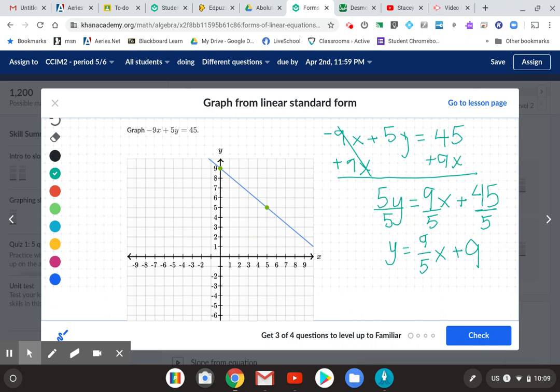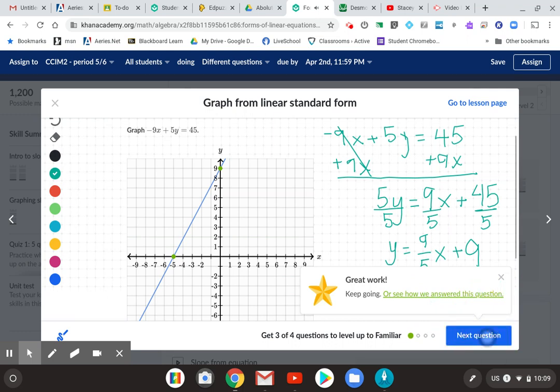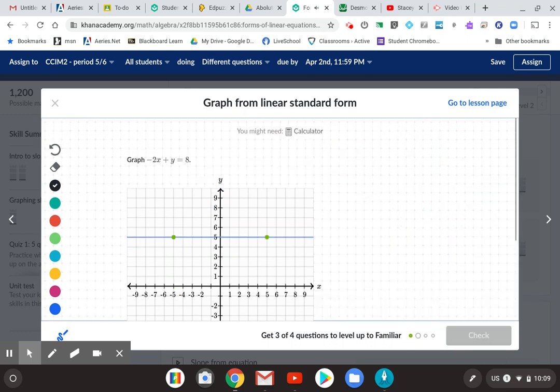Here, you can't really go up 9 to the right 5. So we're going to do the opposite, because if it was going to go this way, it would go up in this direction. So if you can't go in that direction, we're going to go the opposite. So go down 9 to the left 5. This is the only time you're going to do it the opposite direction, when you can't actually graph it. And you can see we got it. Go on to the next one.